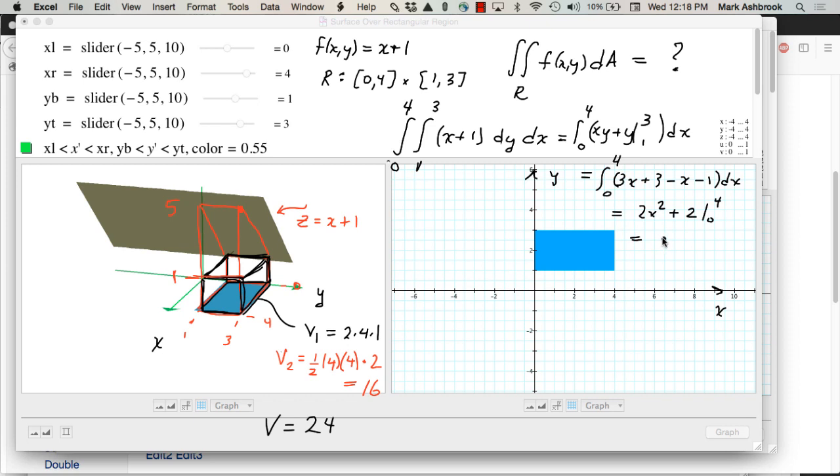What did I do wrong? It's 2x. 2x plus 2x. All right, did you get 24?